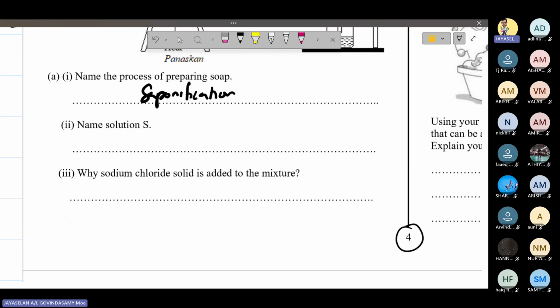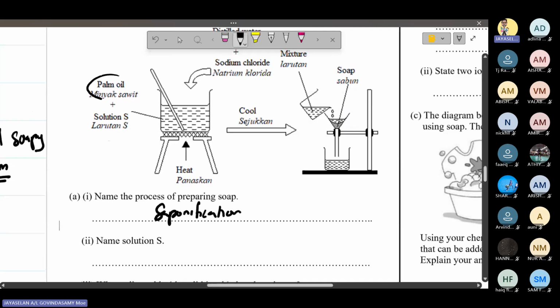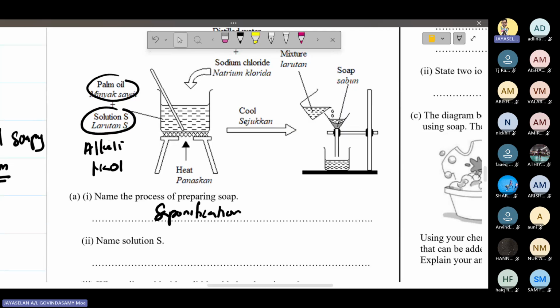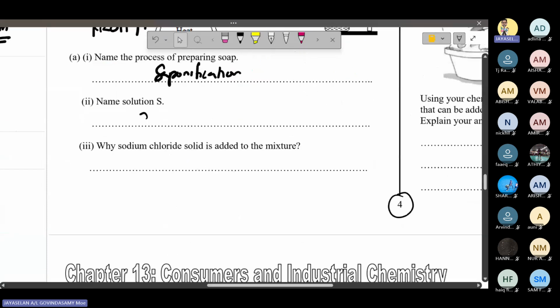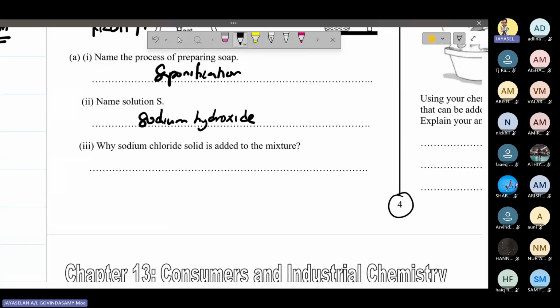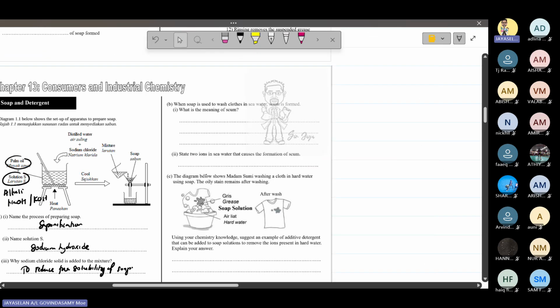Okay, name the solution X. So, tengok ini palm oil. The solution X should be what? Alkali. We need sodium hydroxide or we can replace with potassium hydroxide. So name the solution X. You guys put here sodium hydroxide. Okay, why sodium chloride is added? Sodium chloride is added to the mixture to reduce the solubility of soap. You guys already score 1 mark. Any question? No question, okay, next.